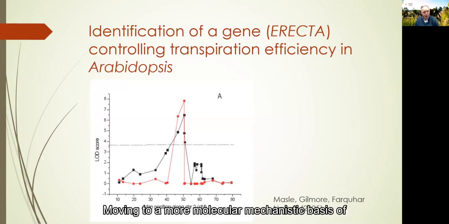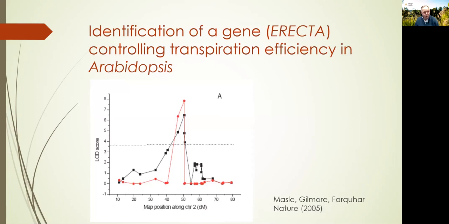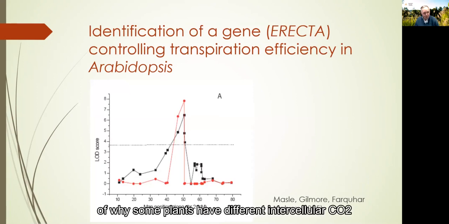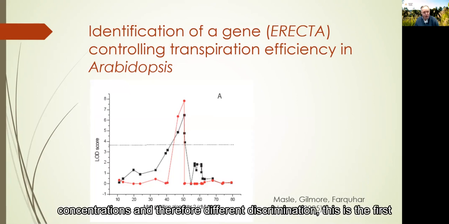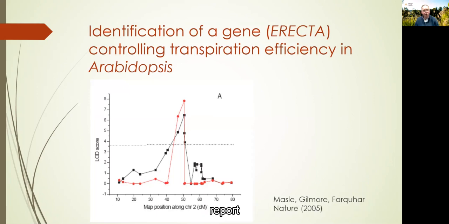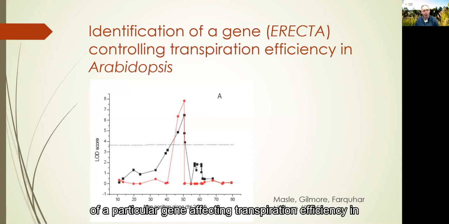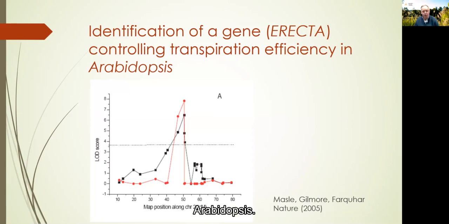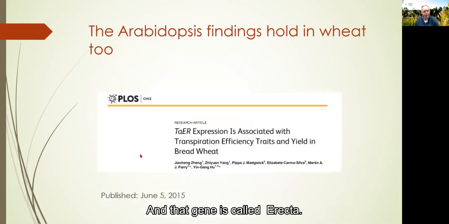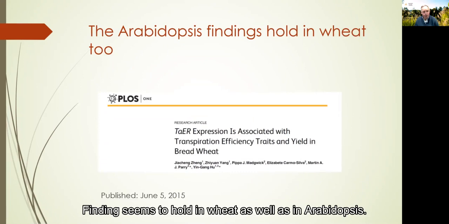Moving to the more molecular mechanistic basis of why some plants have different intercellular CO2 concentrations and therefore different discrimination. This is the first report of a particular gene affecting transpiration efficiency in Arabidopsis, and that gene is called erecta. That finding seems to hold in wheat as well as Arabidopsis.